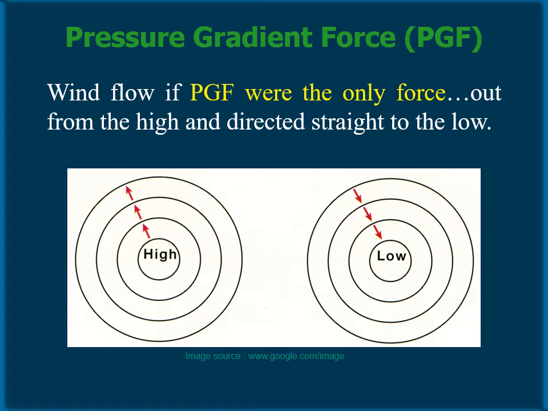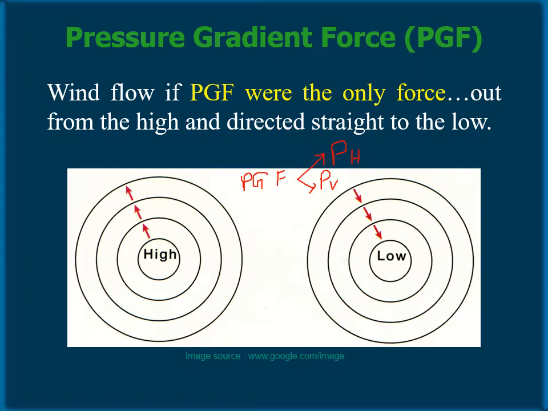Now, this pressure gradient force can be divided into two components. One is the horizontal component, due to which the wind movement occurs, which functions parallel to the earth surface. And the other component of PGF is vertically upward. So the PGF can be divided into two components. One is the horizontal component, which we can symbolize as PH, that moves parallel to the surface, and the other is the vertical component that moves up, which we can write as PV.